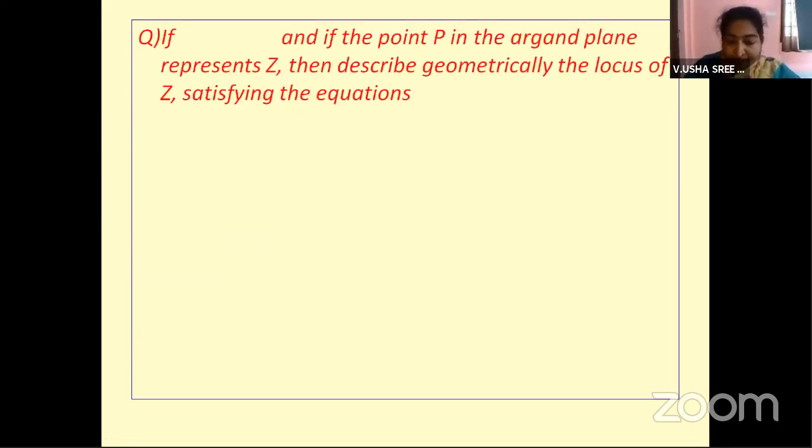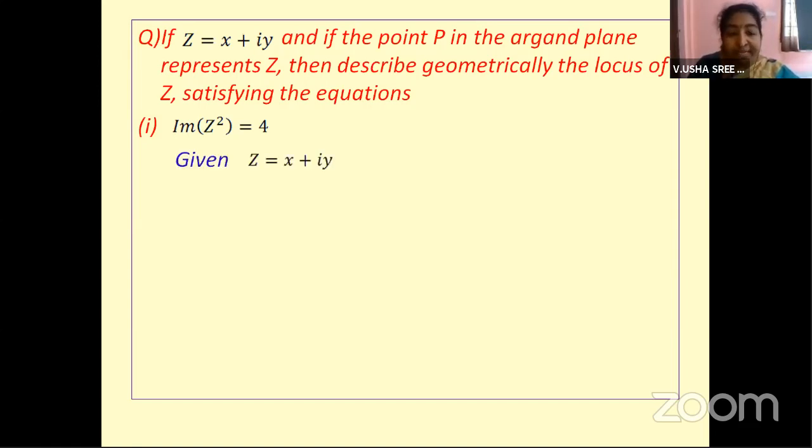We'll see another problem. If z is equal to x plus iy and if the point P in the Argand plane represents z, then describe geometrically the locus of z satisfying the equations. Under this, we will take the first problem, children. Im stands for imaginary part, isn't it? We were discussing in the previous sessions. So imaginary part of z square is equal to 4 is the condition given to us. We need to simplify this and we need to talk something about its geometrical importance.